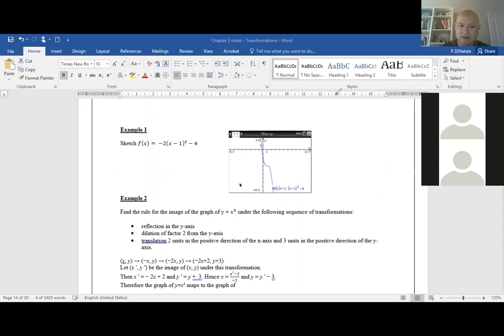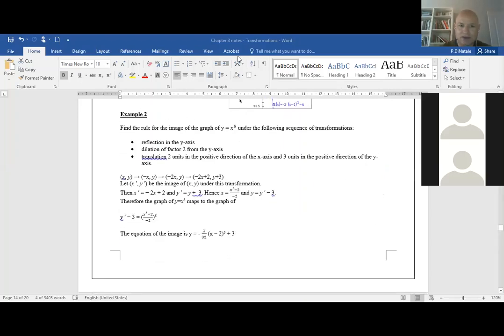Okay, let me clear this one. Example 2 says: find the rule for the image of the graph of y equals x to the power of 5 under the following sequence of transformations. There's a reflection in the y-axis. Now, we know for reflection in the y-axis, we put the negative on the x. So there it is there.